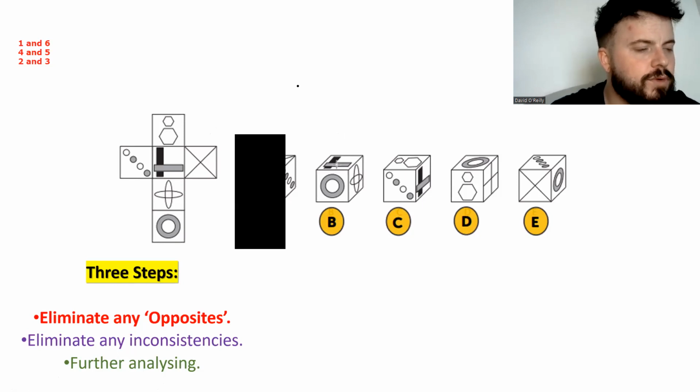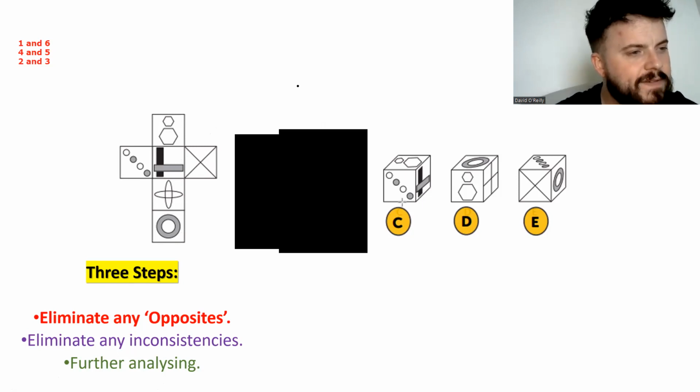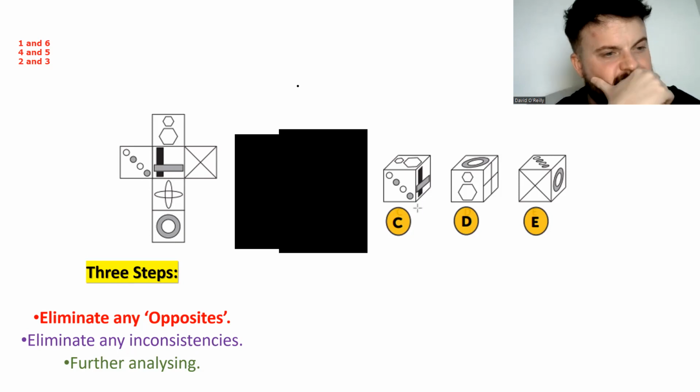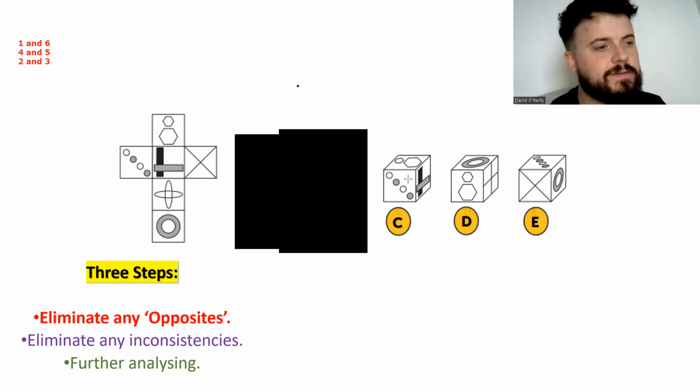Have a look. We've got 1 and 6. Get rid of it. And then we've got C. Do we have any opposites? Doesn't look like we do, does it? Let's leave C for now. We might have to analyze it further in a minute, but we'll leave it alone for now.